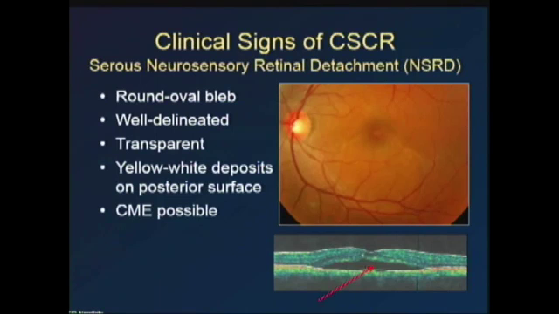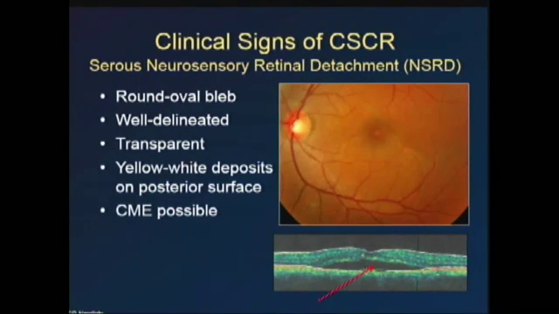So classically, the presence of central serous chorioretinopathy is really a neurosensory retinal detachment, a detachment of the neurosensory retina from the retinal pigment epithelium. It is usually one single bleb that is round or oval. It's usually well delineated. If it's relatively acute, then usually the fluid is pretty much transparent.